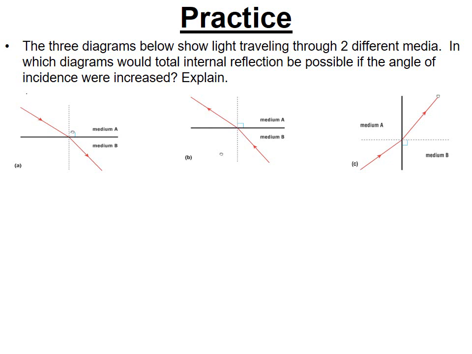Let's take a look at question A. Notice we have a light ray. Here's our angle of incidence. Here's our angle of refraction. You'll notice that the light ray, as it went from medium A to medium B, moved closer to the normal.